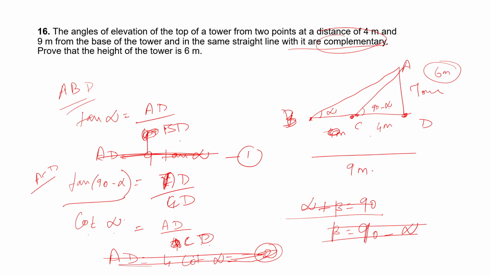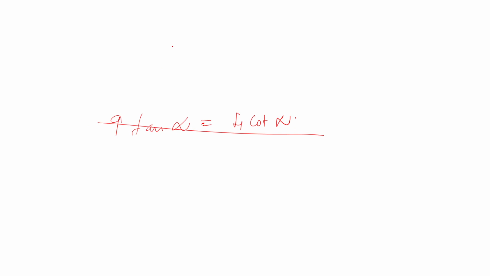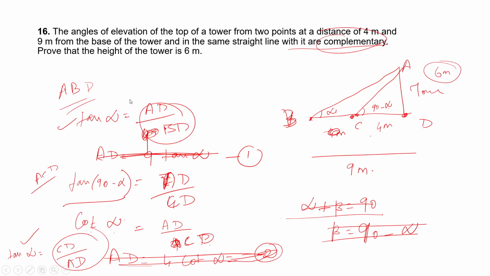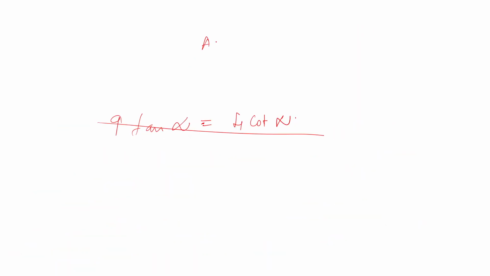The other way is also right, but it will become a little complicated if we do it that way. So cot alpha is equal to AD by CD. What will tan alpha become? Tan alpha is 1 by cot alpha, so this will become the reciprocal, CD by AD. Tan alpha is on both sides, so we can equate AD by BD is equal to CD by AD. Don't equate the other one, it will become complicated.